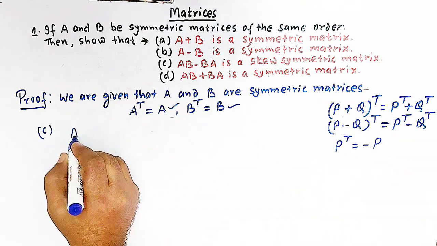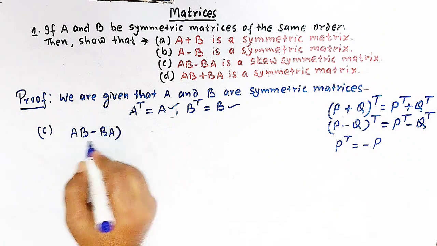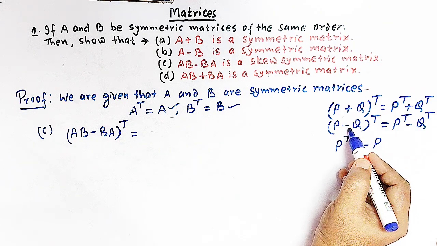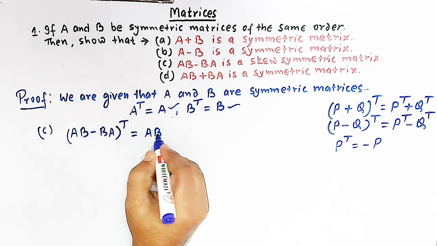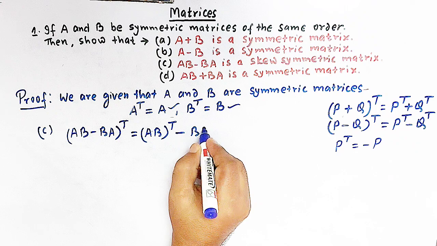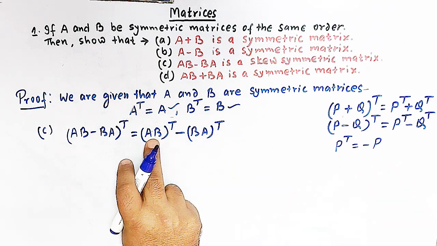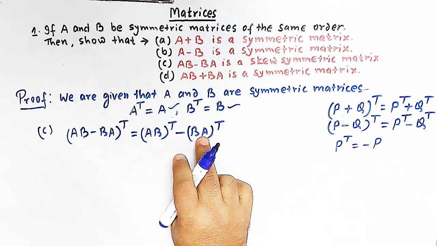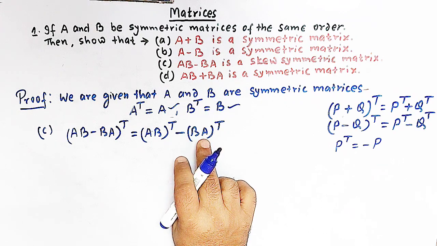So here let us now write the transpose of this matrix, that is AB minus BA. So here again using this result or this result, we can now write here (AB) transpose minus (BA) transpose, right? So now here we have the product of two matrices A and B, and here also we have the product of two matrices, that is B and A, right?